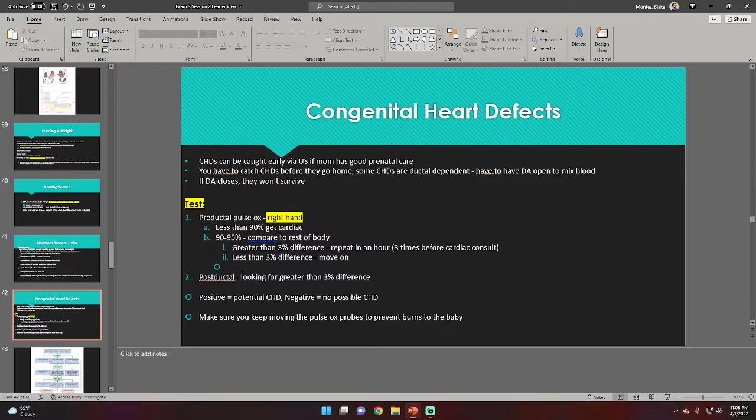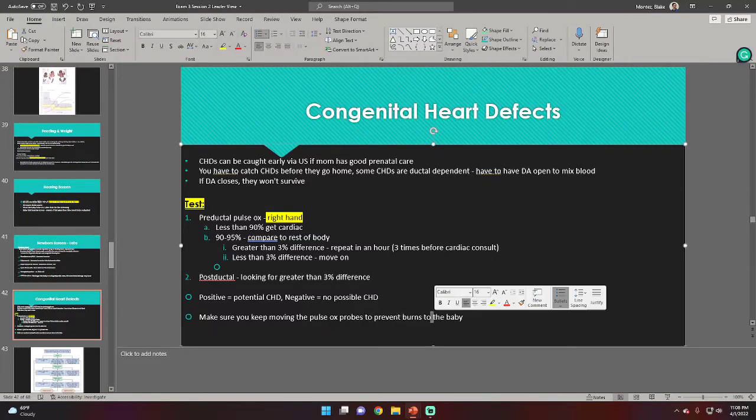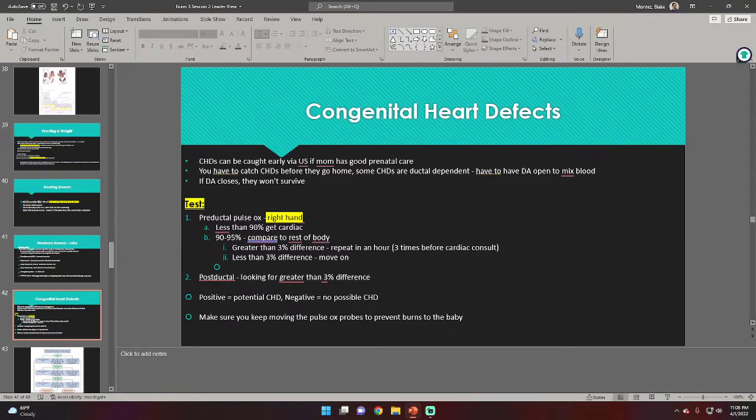Postductal, we're looking for, of course, that greater than 3% difference. Sometimes it might be the right hand and the right leg. Okay, if it's positive, we have a potential congenital heart defect. If it's negative, no possible congenital heart defect. Make sure you keep moving the pulse ox probes to prevent burns on the baby. And Harold might show you a picture of what that can do if you leave one on a foot for a really long time.